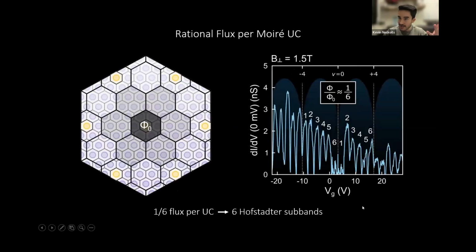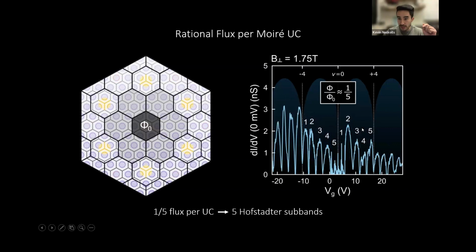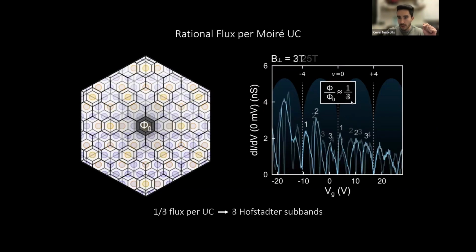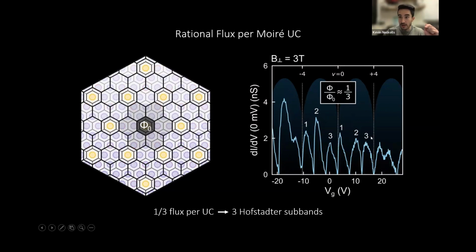So to further evidence this, we performed some experiments where we changed the magnetic field to a couple of simple flux per unit cell ratios and measured the zero bias conductance. So at one flux per six unit cells, we saw six Hofstadter bands. At one flux per five unit cells, we saw five. At 1/4 flux per unit cell, we see four, and at one flux per three unit cells, we see three Hofstadter subbands, immediately suggesting that this is a really fantastic hypothesis for making our understanding of this system.